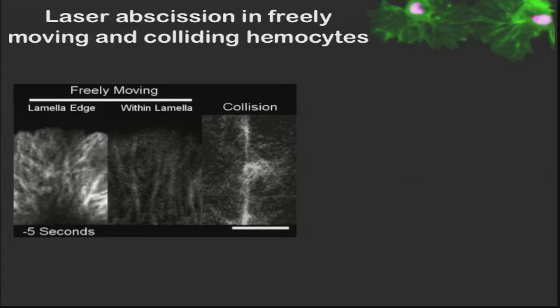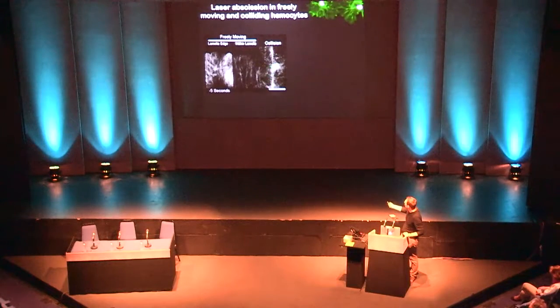So we wanted to directly test this kind of tug-of-war gone wrong hypothesis. And the way that we did that was through laser abscission experiments. So what we wanted to do was we wanted to cut with a multiphoton laser this actin fiber. And we wanted to cut it in the region that these lamellae overlapped with one another so that we made sure that we definitely severed the link between these two cells.